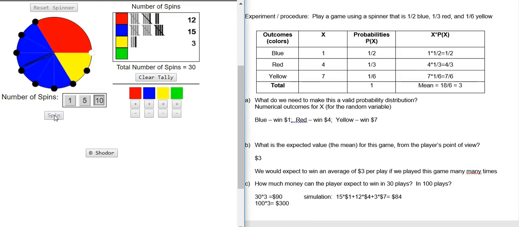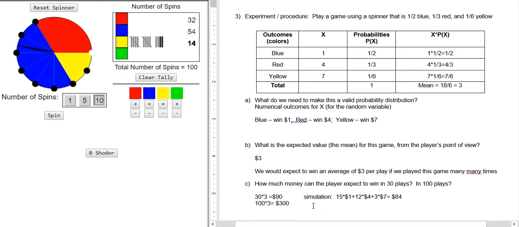Then I'm going to do this a bunch more times so that we've got 100 spins. Here's what happened when I did 100 spins. So I got 54 blue ones, which is a little bit more than half. My winnings would be 54 times $1.